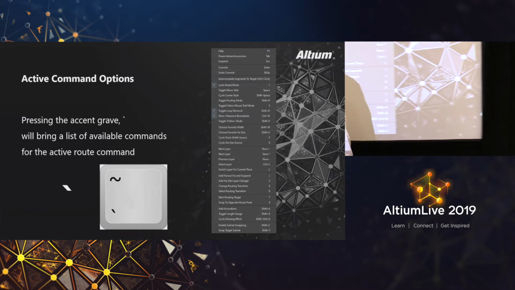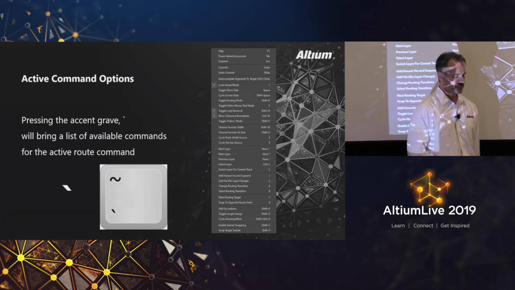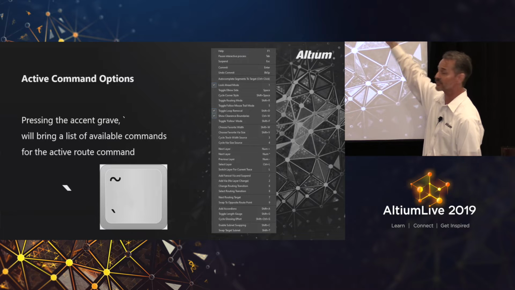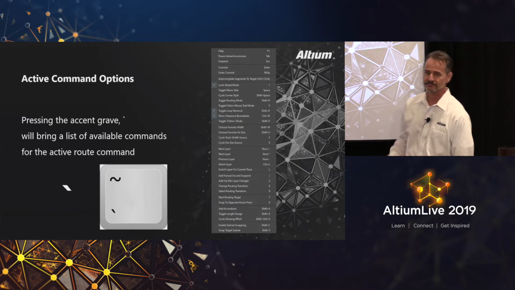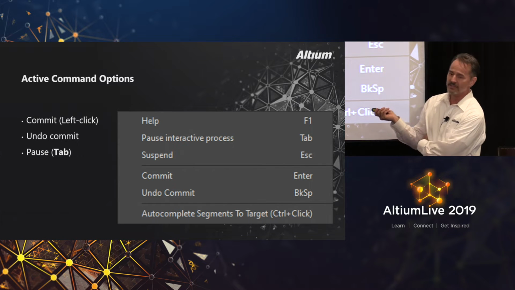Now, if you just remember this one item here, which is the accent grave. When you click on that during an active command like a route, it'll bring up the whole list of all the options. It'll show you what's enabled and the shortcut. So then, of course, the commit is left click, or enter.